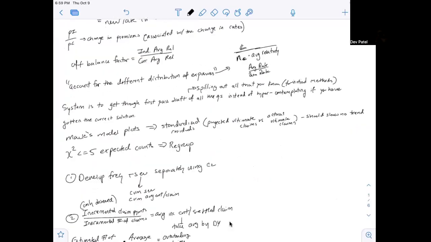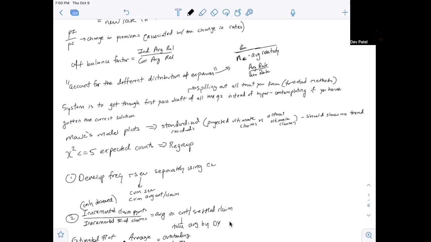And then the system is to get through the first draft pass of all the questions as quickly as possible. It's very easy to get stuck in a frame of mind and hyper-contemplate that same question, and you're going to waste time. So the first goal is to get through the first pass of the questions as quickly as you can.